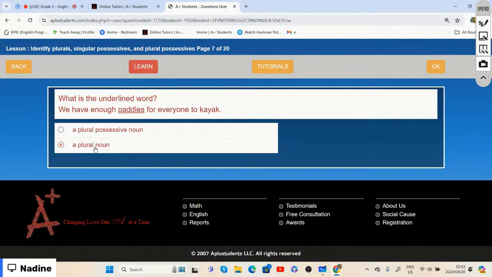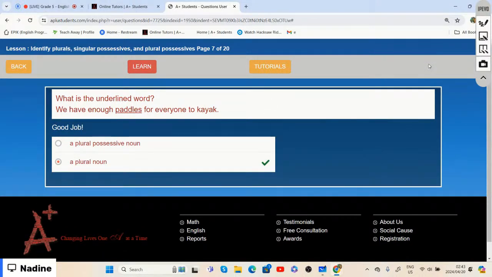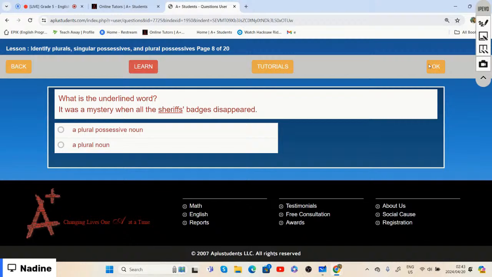So pedals for everyone to kayak. It refers to more than one. It doesn't say specifically that they own something, right? Or they have something or it belongs to them. It just refers to more than one kayak, right? They do not own something, that is correct, which means that it is a plural noun. It only refers to more than one.